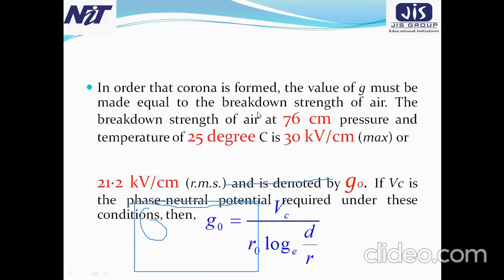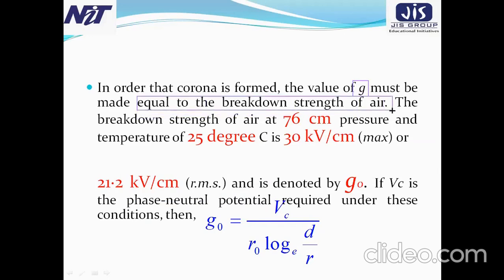Now, in order for corona to form, the value of G must equal the breakdown strength of air. Next important point: the value of G must be made equal to the breakdown strength of air.